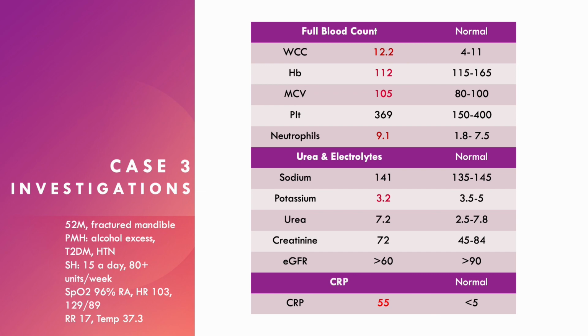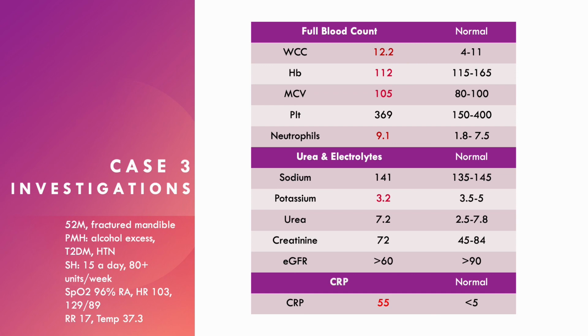The patient has a low hemoglobin and a high MCV, mean cell volume. So this is a macrocytic anemia, and that's quite a common presentation in alcoholic patients. Looking at the patient's urea and electrolytes, renal function is fine, the sodium is fine. The patient does have a low potassium. Patient also has a CRP of 55, which you would expect if a patient has had a fractured mandible.